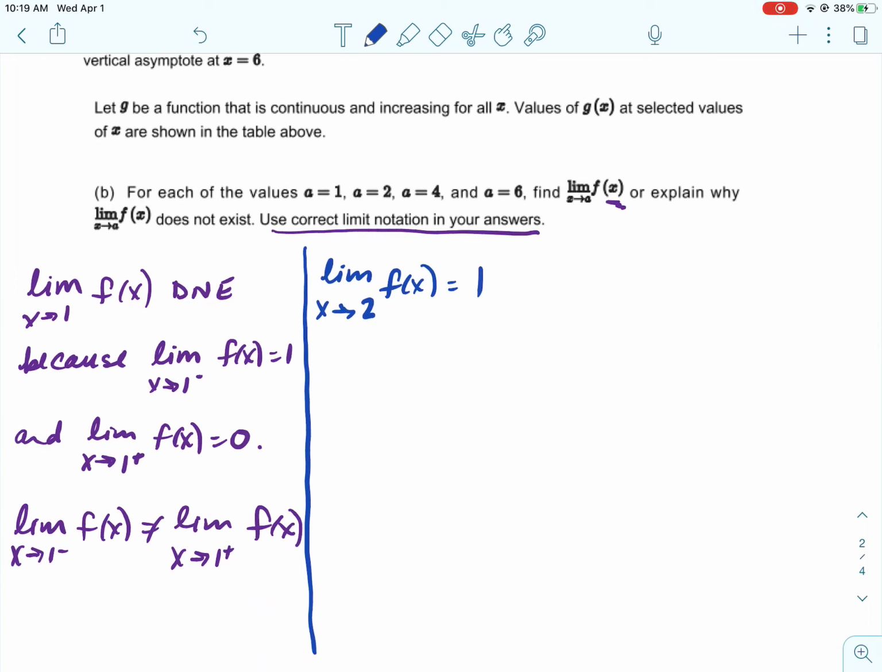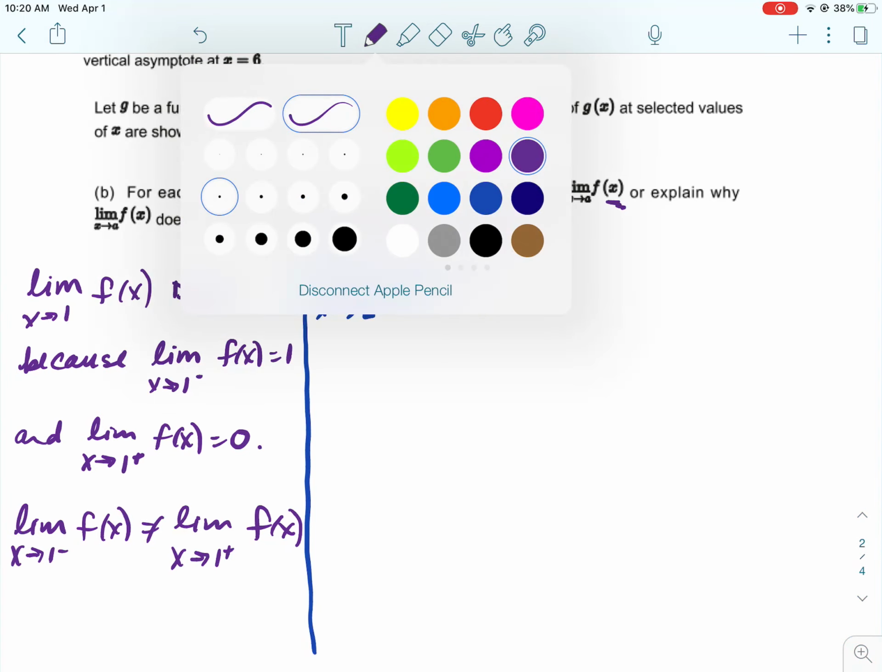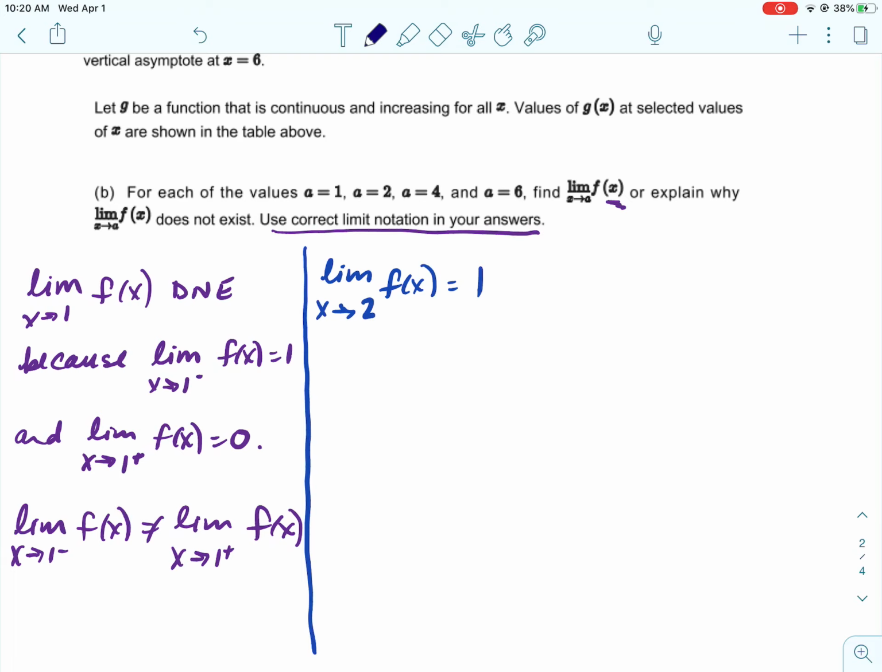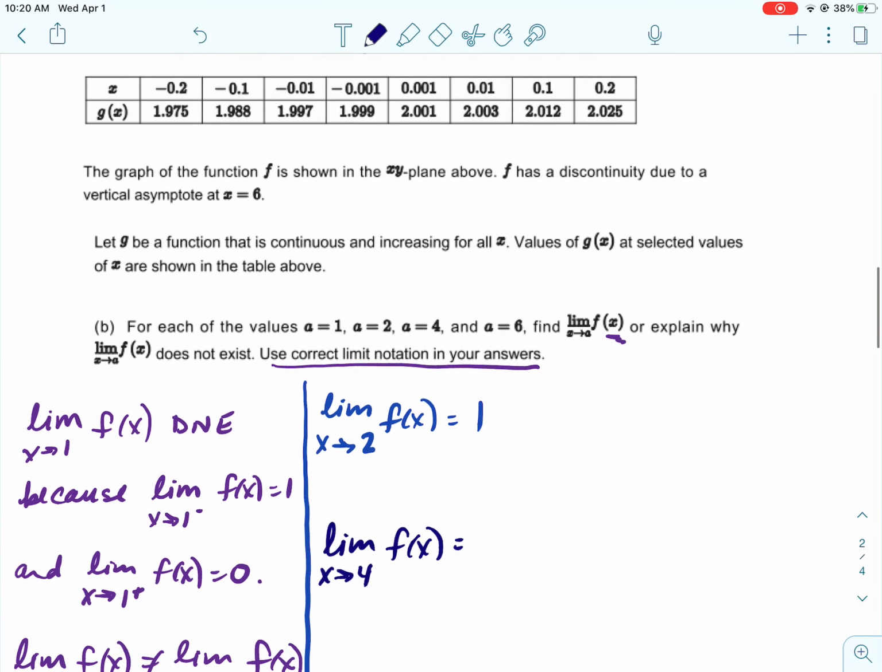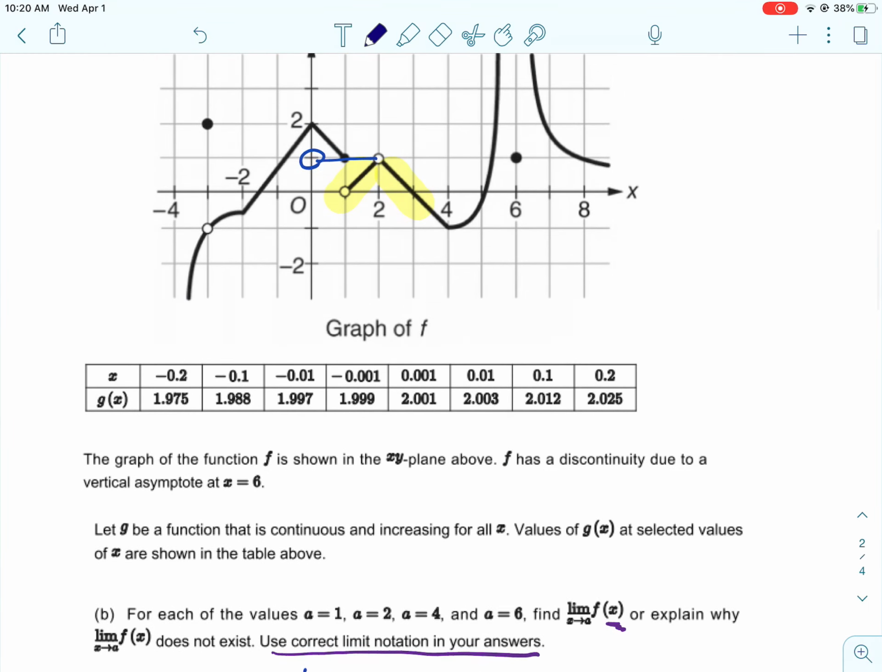So we're going to check on 2. We're going to approach 2 from the left. We're going to approach 2 from the right. And that is going to be 1. And that's all we have to do. That's using the appropriate notation. It does exist, so we don't have to explain why. So we're good on that one. All right, and then let's go to 4.